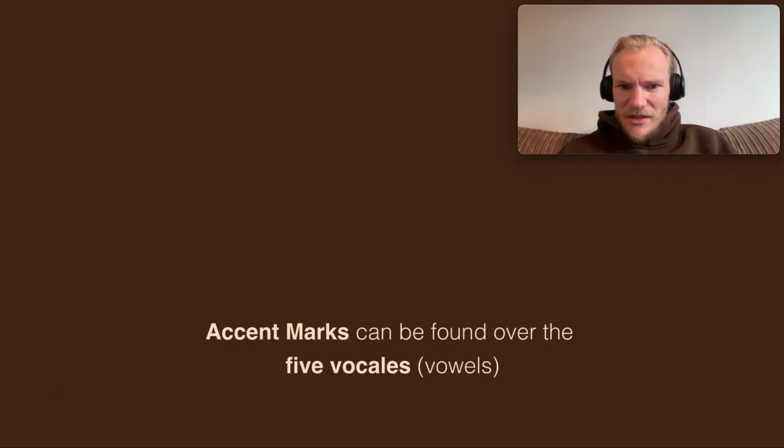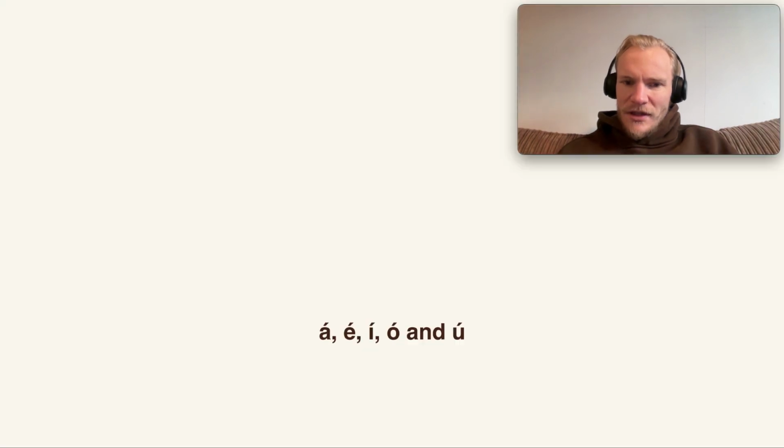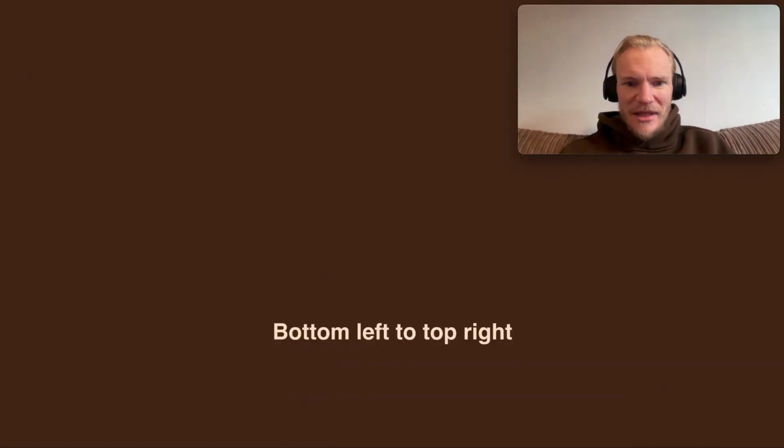So accent marks in Spanish can be found over the 5 vocales, or vowels. All right, chicos, so A, E, I, O, and U. Really pronounce those. It's all about emphasis here. And it's important to know this because pronunciation is so key in Spanish.